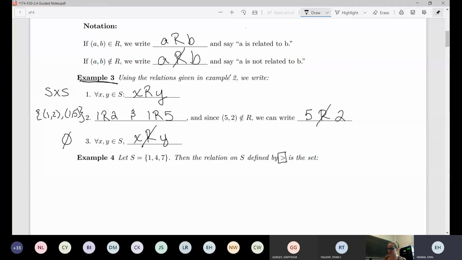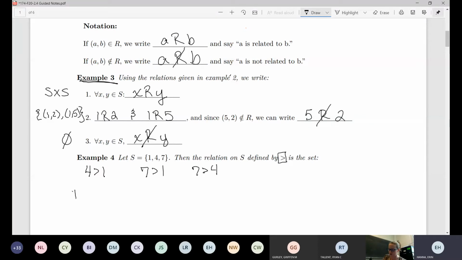So looking at 1, 4, and 7, before I write out the actual relation, we have 4 is greater than 1, we have 7 is greater than 1, and we have 7 is greater than 4. And those are the only things I can say. There's no other way I can use these numbers in a way that actually makes a true statement. 4 is not greater than 7, 1's not greater than 4. So these are the only 3 true things that come from defining this relation of greater than.